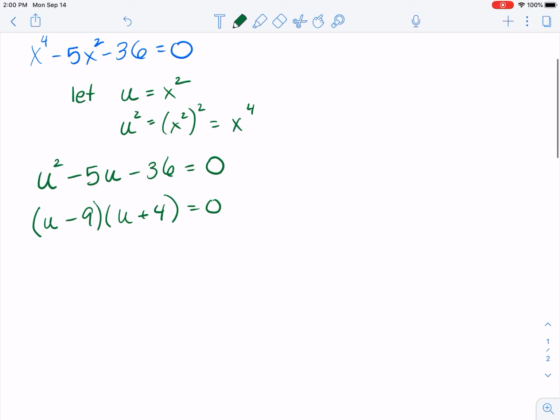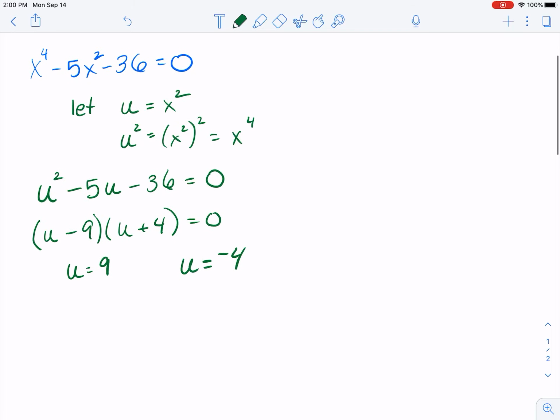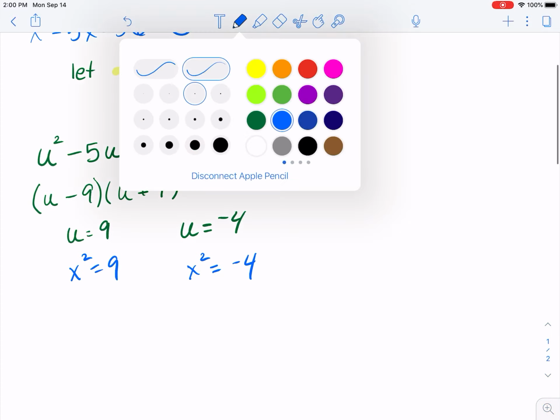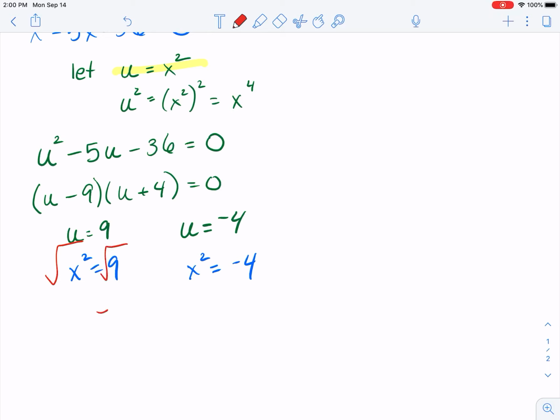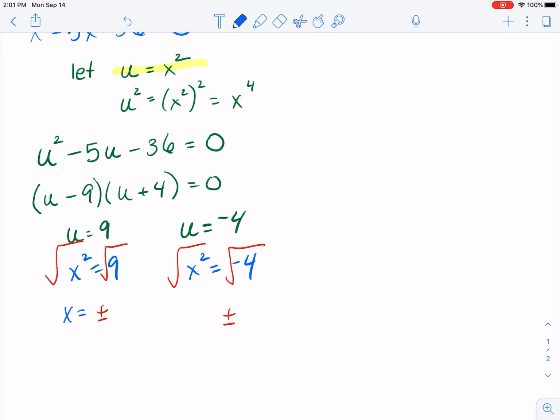So u has to equal 9 or u has to equal negative 4. But they didn't ask me to solve for u, they asked me to solve for x. From back here, I know that u is equal to x squared. So now x squared is equal to 9, or x squared is equal to negative 4. Now I can take the square root, plus or minus, on both, and I find that x is equal to plus or minus the square root of 9, which is 3.